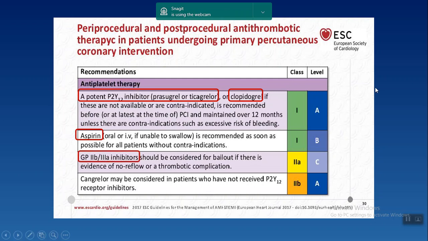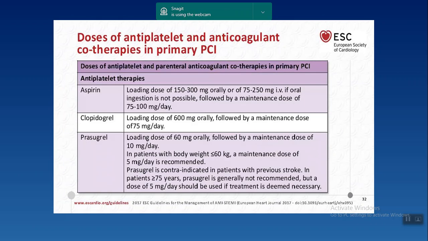Glycoprotein 2B3A inhibitors are now only used as bailout if there is evidence of no reflow in the cath lab or if there is evidence of high thrombotic burden. These are the doses of the antiplatelet medications used in the management of ST segment elevation acute myocardial infarction. Aspirin should be given in a loading dose of 150 to 300 milligram orally, or IV if oral ingestion is not possible, followed by a maintenance dose of 75 to 100 milligram per day.